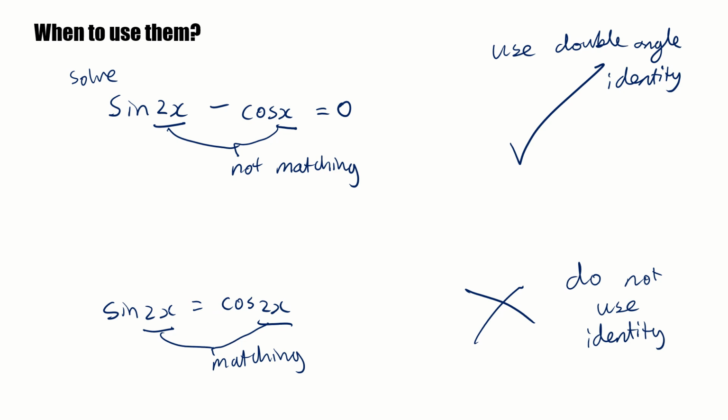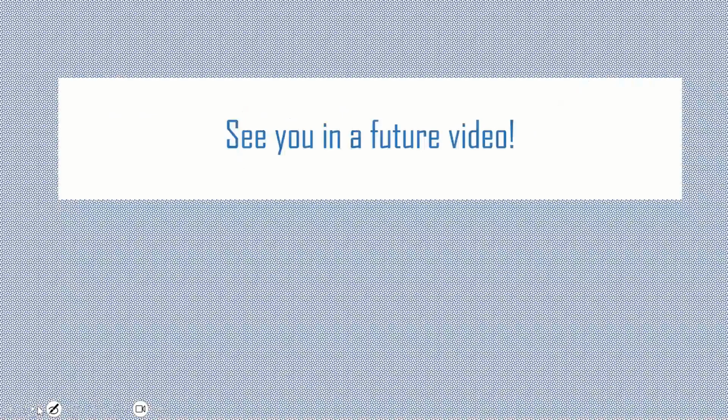Cool. Right then, so that is double angle identities. As I said, in a future video we'll actually look at more specific examples of using them and completing a full question, rather than just giving you a beginning bit of knowing when they shouldn't be used. So do watch that video when that comes out.